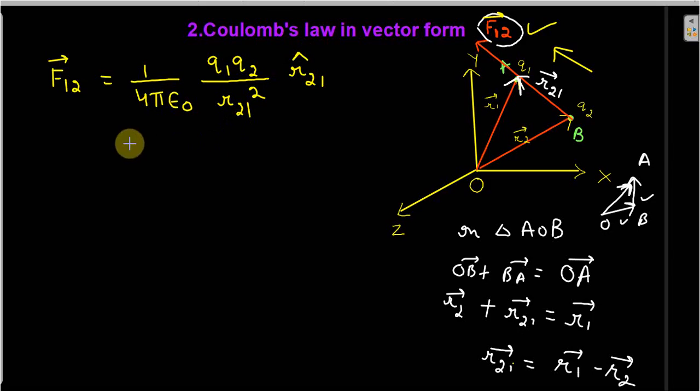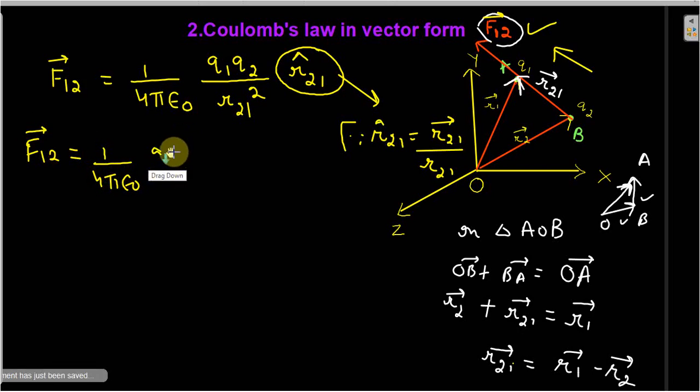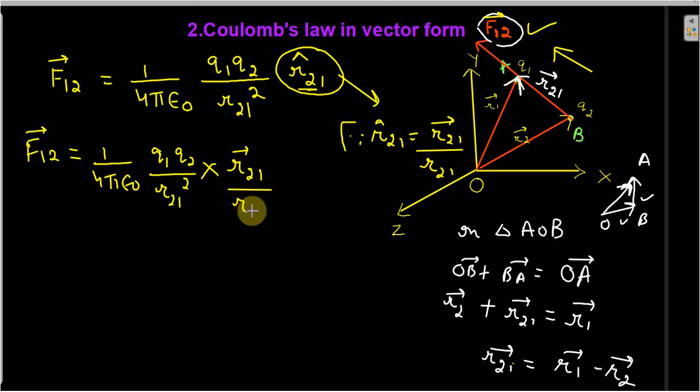In the next step we can substitute the value of the unit vector. So what is the unit vector? Unit vector R21 is equal to the vector divided by its magnitude. So we can write this as R2. So we can replace in the second equation F12 is equal to 1 by 4 pi epsilon naught Q1 Q2 over R21 square, and you can replace this with this thing. So R21, and divide by R21. So in the next step you can write R cube.